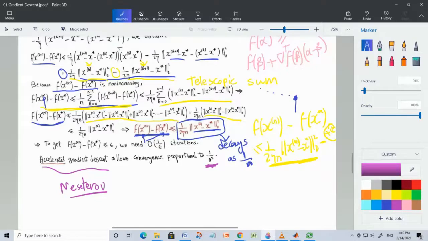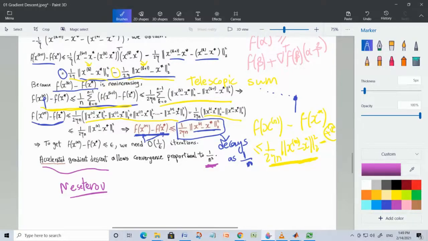But again, it's not a course on optimization, so I will leave it to you, and perhaps you will study it in some other course, perhaps a numerical optimization course. But it is nice to know that it is 1 over n squared, and to know that actually you cannot beat 1 over n squared.